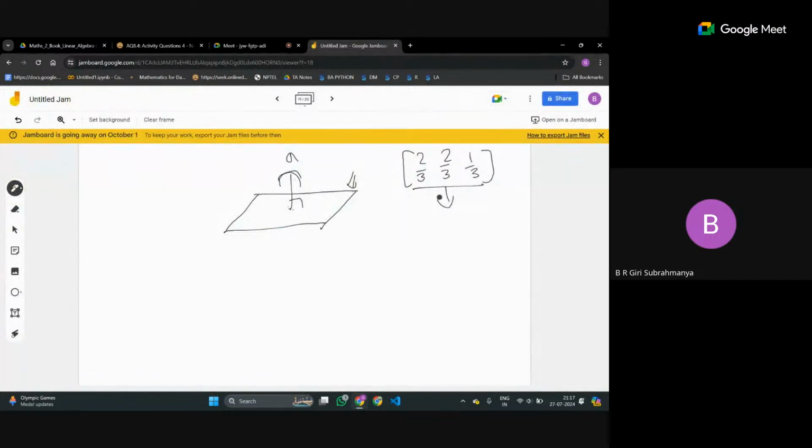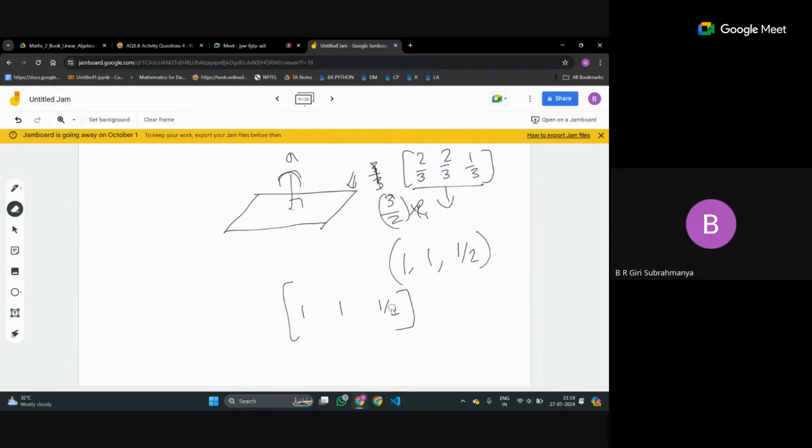You can convert it into reduced row echelon form. There's only one row, of course, so you can multiply this by 3 by 2. The first one will be 1, the second one will be 1, the third one will be 1 by 2. 3 and 3 cancel and 1 by 2. So this is your reduced row echelon form, that is 1, 1, 1 by 2.